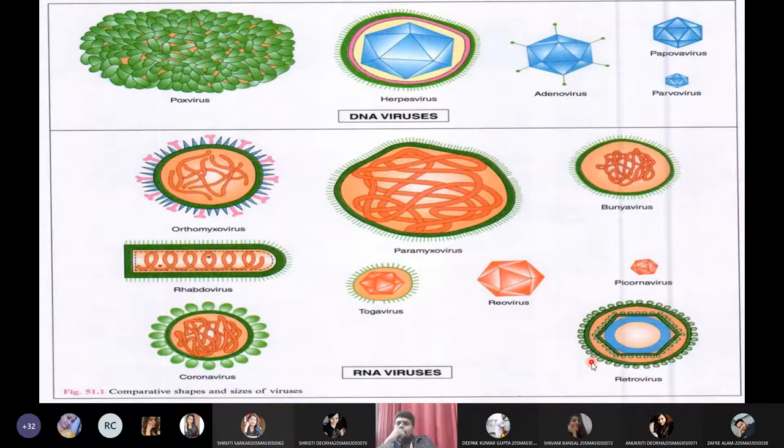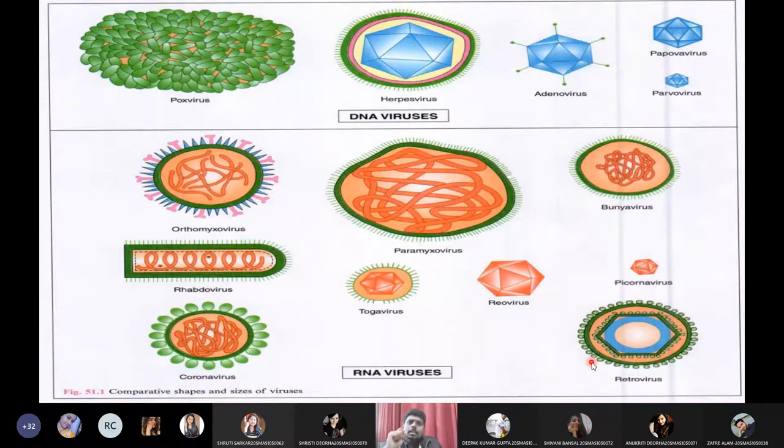Then, okay, keep in mind one more point. All herpes viruses are STDs. That means they are sexually transmitted diseases. And also, most of the herpes viruses can induce cancers. If you get infected by any herpes virus, there is a high chance of getting viral-mediated cancers. So herpes viruses can cause cancers, and can be transmitted via sexual routes.